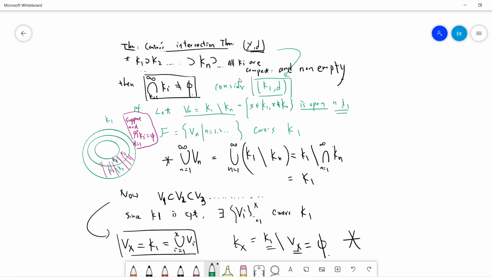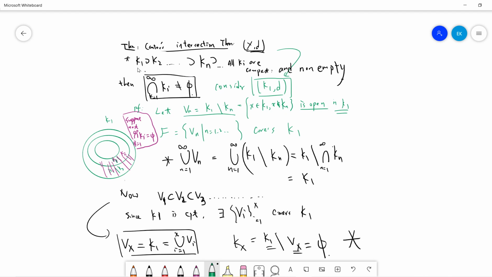So the Cantor intersection theorem is not only restricted to Rn. If you have a topological space with a metric, so any metric space, any space where you can define distance, then you can define what compact means, right? Compact means that any open cover has a finite subcover.